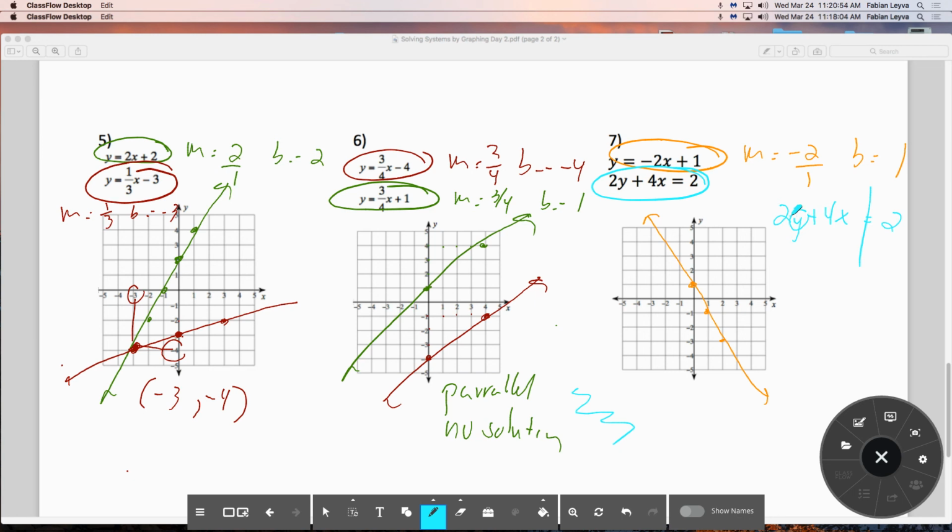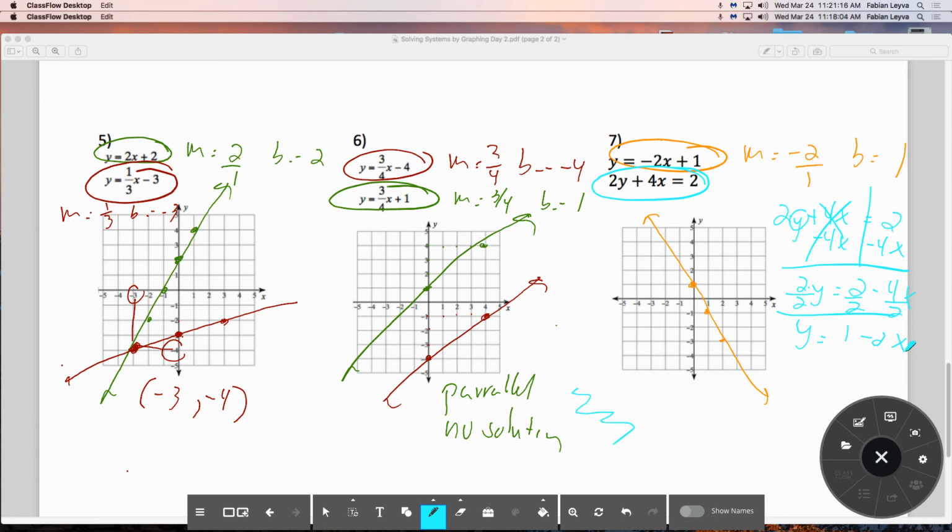Always get rid of what you're adding and subtracting first, which in this situation is 4x. So I subtract 4x on both sides. I can't combine these, so I'm just going to rewrite them exactly the way they are: 2 minus 4x. And now getting rid of that 2, I'm going to divide everything by 2. I'm going to end up with y is equal to 1 minus 2x.